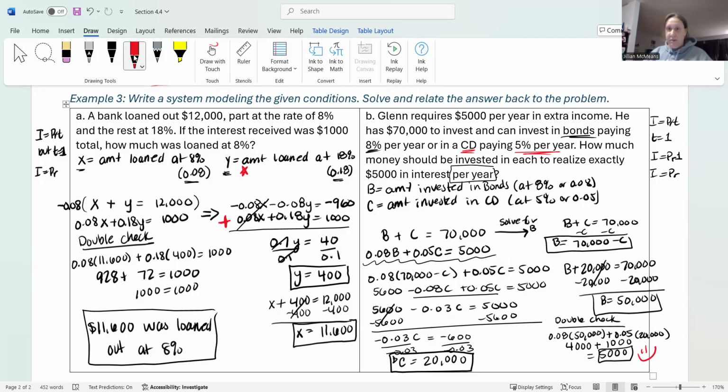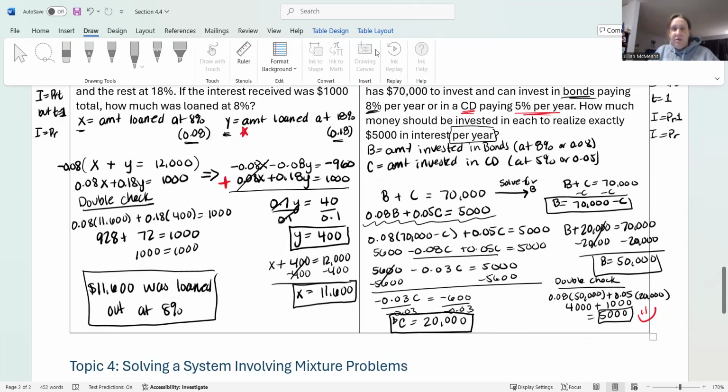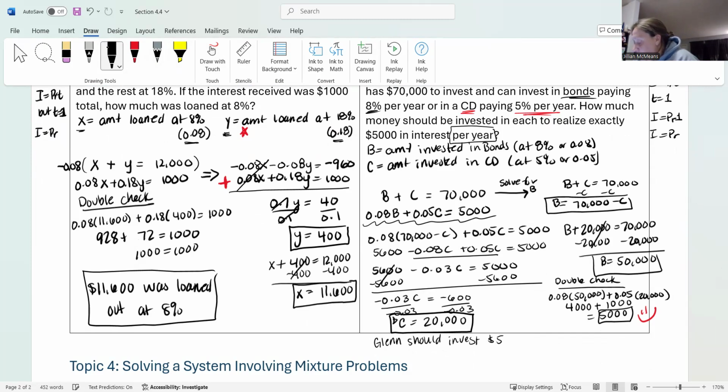So ordinarily, let me see if I can squeeze in a T. The question said how much money should be invested in each to realize exactly $5,000 in interest. We would say Glenn should invest 50,000 in bonds and 20,000 in CDs. Okay, so I ran out of room. It got a little scrunched. Hopefully you were able to follow my train of thought.